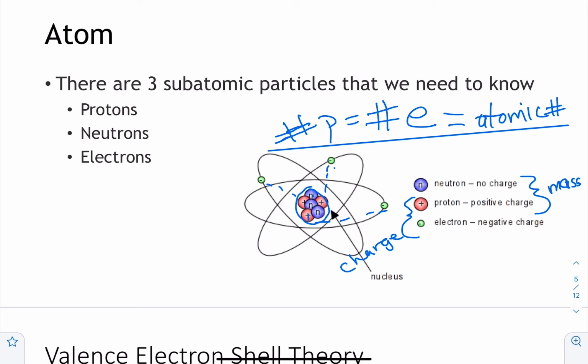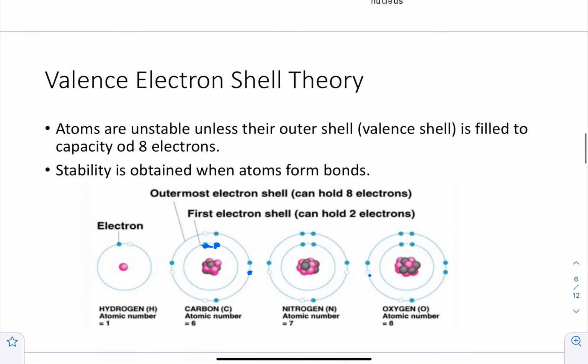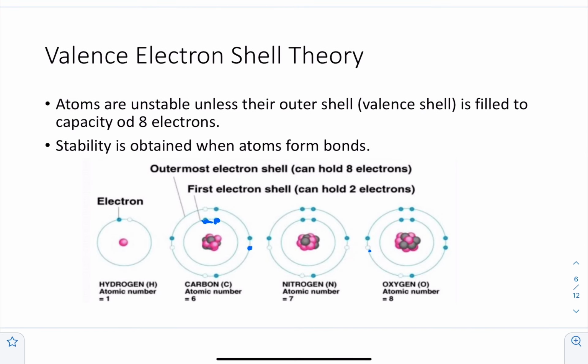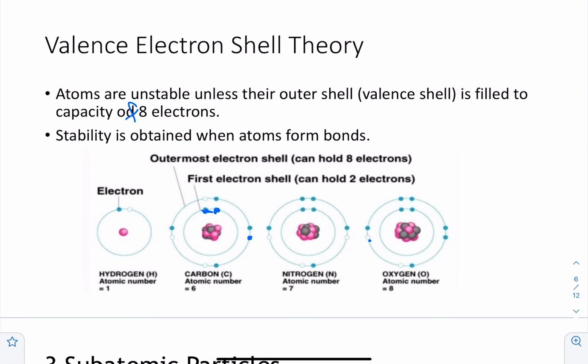Now, they're not always stable, these atoms. They'll only be stable when they have 8 electrons in their outer shell. Takes us to valence electron shell theory, which states they're unstable unless their outer shell is filled to a capacity of 8 electrons. So what they do to become stable is they form bonds. As you can see here, oxygen only has 6 electrons in its valence shell, so it needs 2 more. So what it does, it forms bonds.